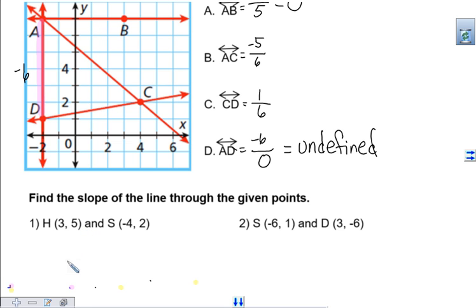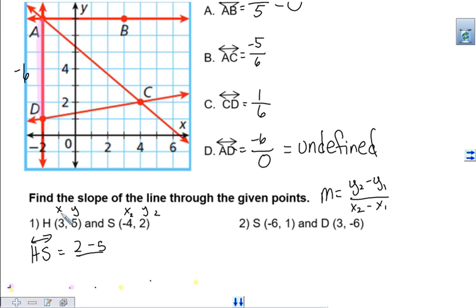Next up, we are looking, again, still to find our slope. And this time we are actually going to use our formula. Remember your formula. Your slope equals y2 minus y1 over x2 minus x1. So we're finding the slope of line HS. So if you need to label your x's and y's, please do so. So y2 is 2 minus y1, which is 5, over x2, which is negative 4, minus x1, which is 3.